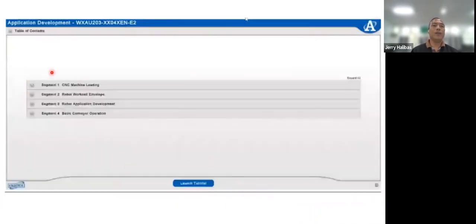Okay, so we go now to application development. So, ang kaning industrial robot na to, example na kasagaran is CNC machine loading, robot application, then conveyor operation, okay. Magaling robot works cell envelope.